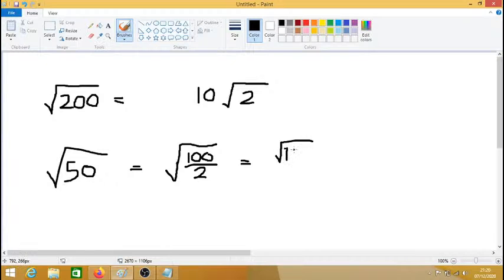This only works with times and divide, by the way. Don't try this with add or take away. With add or take away, the rules are different. So with times or divide, you can split that. And now the top is quite easy to work out, which is 10. So it's 10 over root 2.